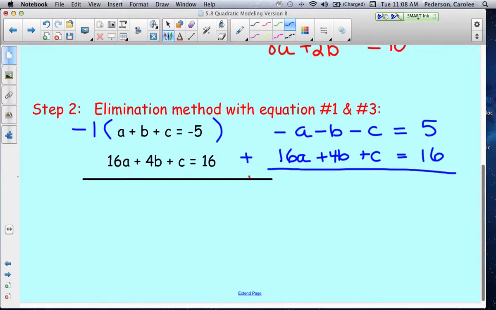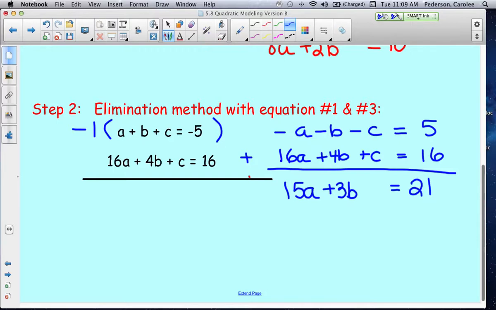Now let's add. Negative a plus 16a is 15a. Negative b plus 4b is 3b. And then negative c plus c cancels out. They become 0, and that's what we wanted to have happen. And then 5 plus 16 is 21.